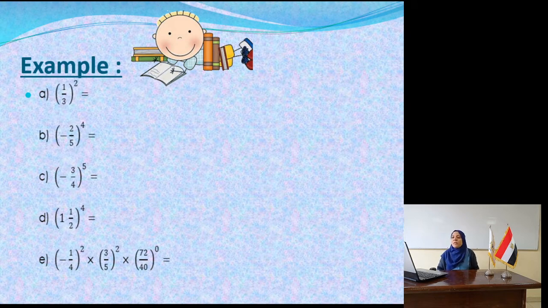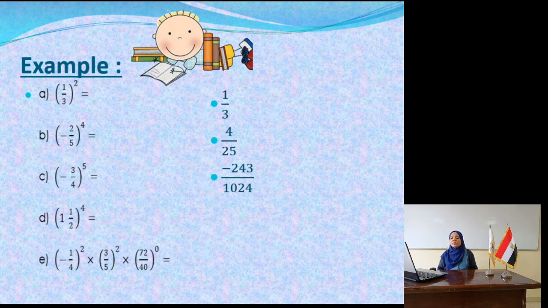Examples. (1 over 3) to the power 2. That means 1 over 3 multiplied by itself. 1 over 3 times 1 over 3 equals 1 over 9. Number b, (negative 2 over 5) to the power 4. Here we have a negative number raised to an even power, so the negative will be positive. So it will be (2 over 5) to the power 4, that equals 16 over 625.